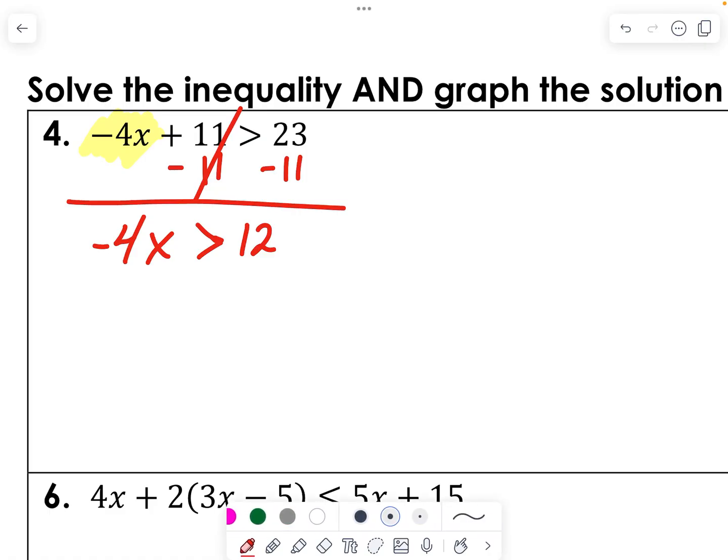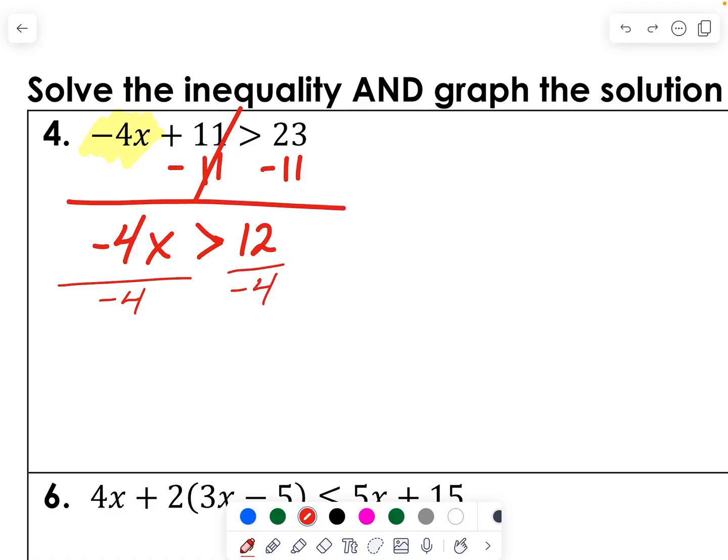We will need to divide by a negative, and when I divide or multiply by a negative, or more concisely, if I have a negative variable term after I combine all my variables, then I'm going to have to switch this inequality sign from less than to greater than, or from greater than to less than. So let's see what would happen if I forgot.